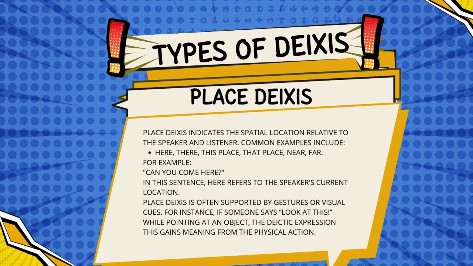Place DEIXIS is often supported by gestures or visual cues. For instance, if someone says, "Look at this," while pointing at an object, the deictic expression this gains meaning from the physical action.